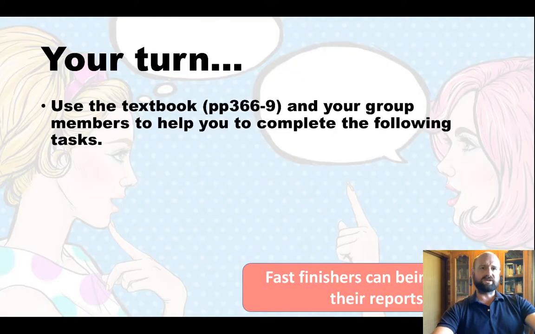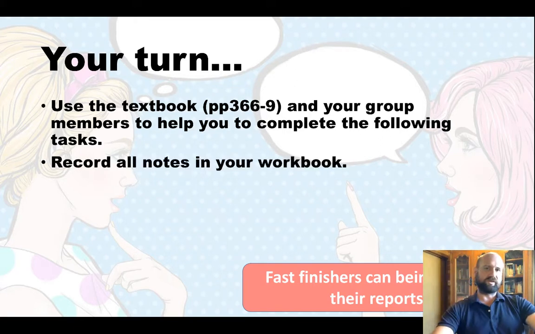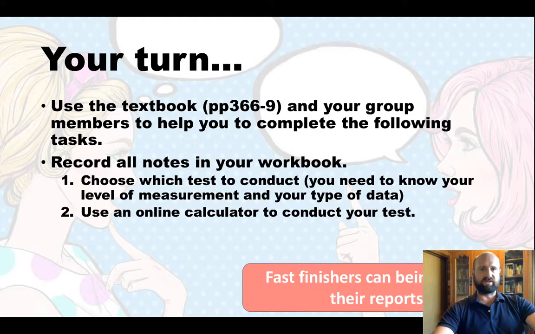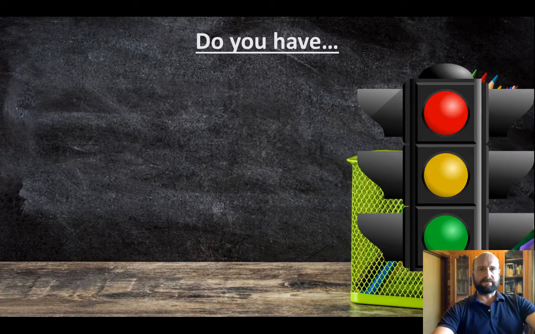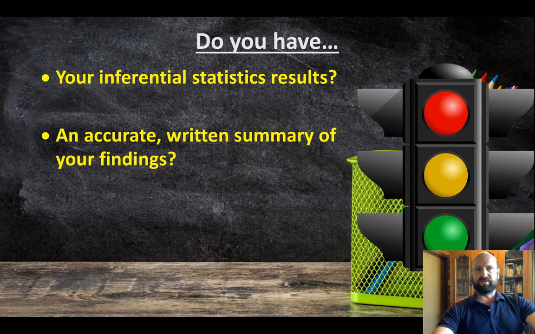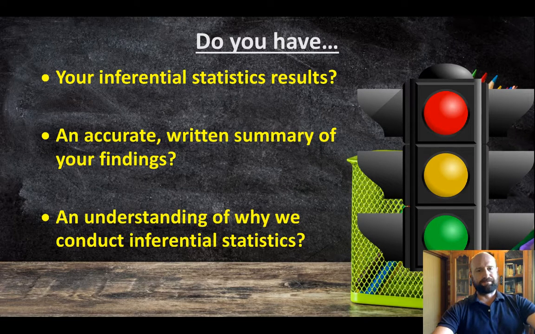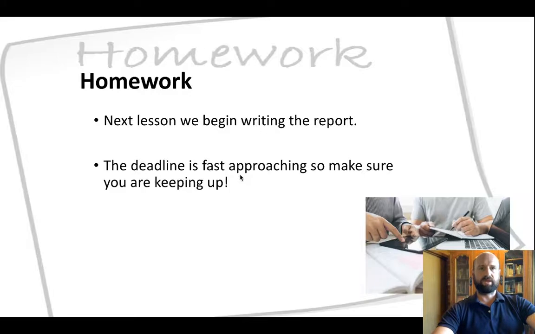Students then can go into the textbook and use information in the textbook to figure out what tests they're conducting and run through the online calculators, do their test and write the notes in the workbook. And then hopefully this is what they'll have at the end. So they'll have their results, and they'll have an accurate written summary of their findings, and an understanding of why we conduct inferential statistics. This final one I'm going to assess in an entry ticket in the next lesson, right? But these two here, I can see in their workbook written summaries.